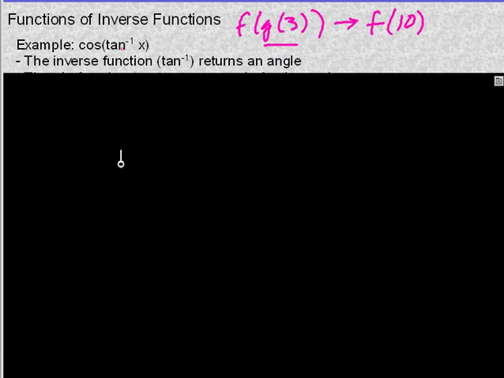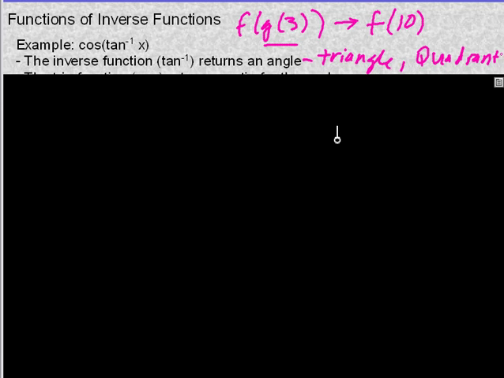So inverse functions return an angle, but what we're going to get out of these is not so much the angle, but the triangle and the quadrant that we need to use to find the trig ratio. The angle is kind of just an interesting piece of information, but you don't necessarily use it to answer the problem, not specifically the angle.